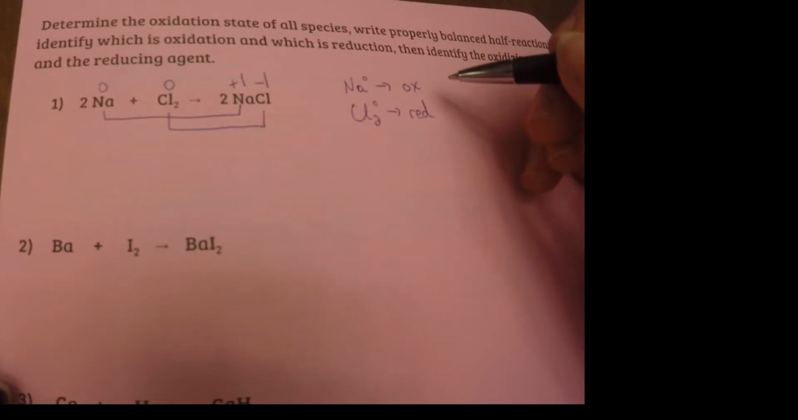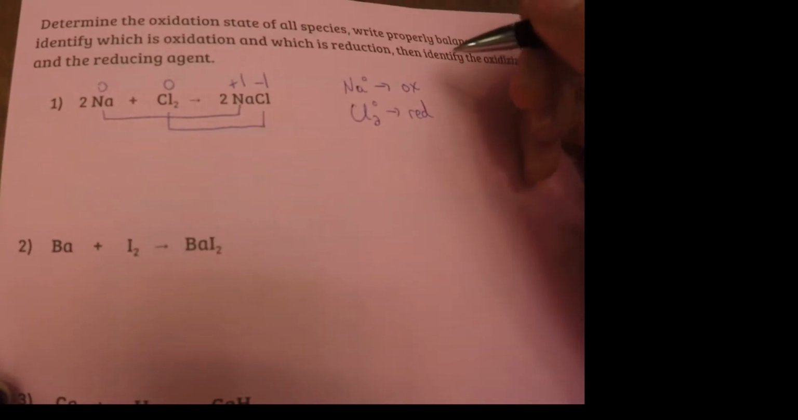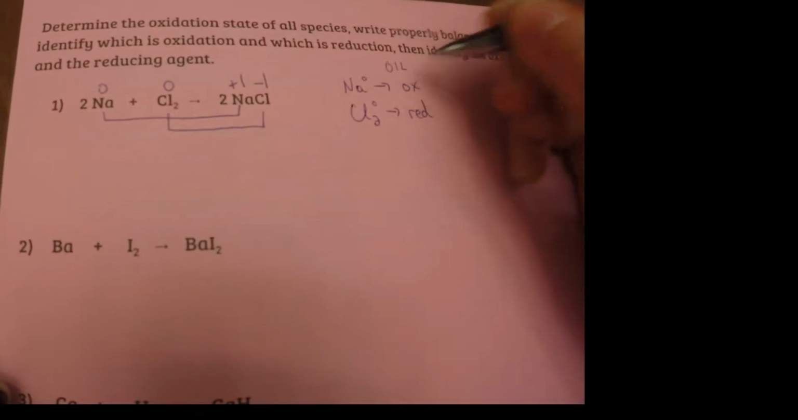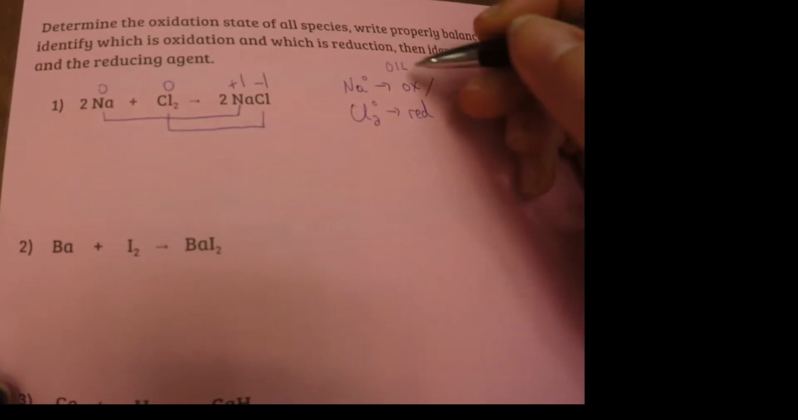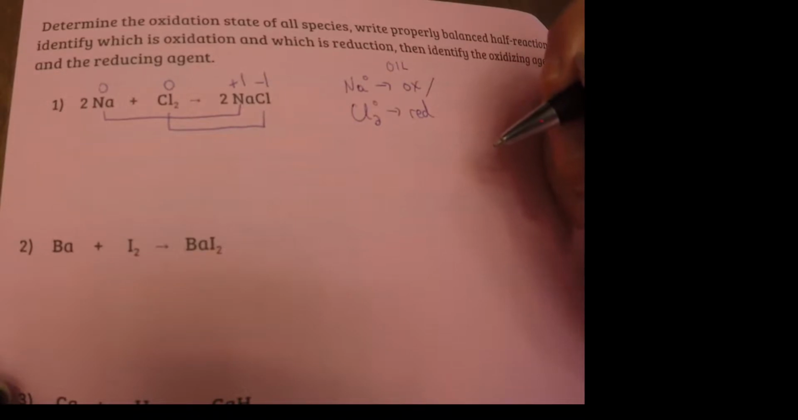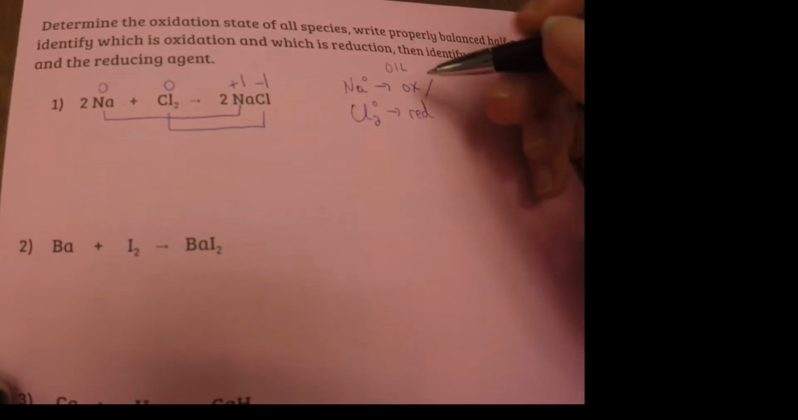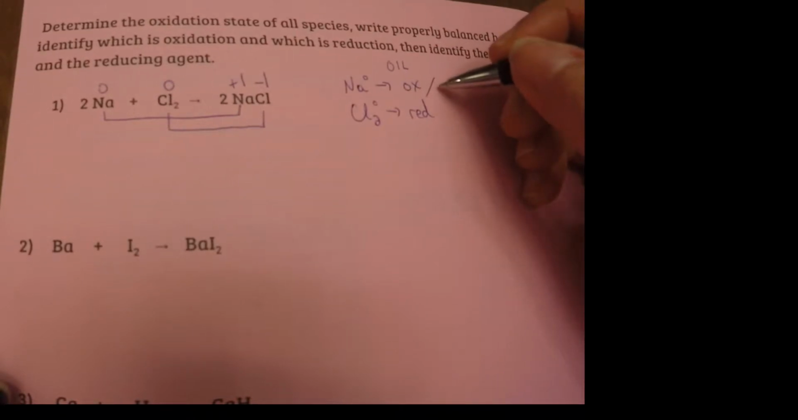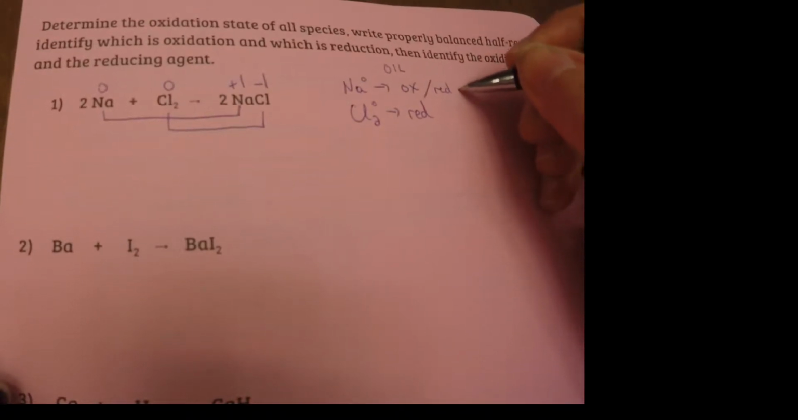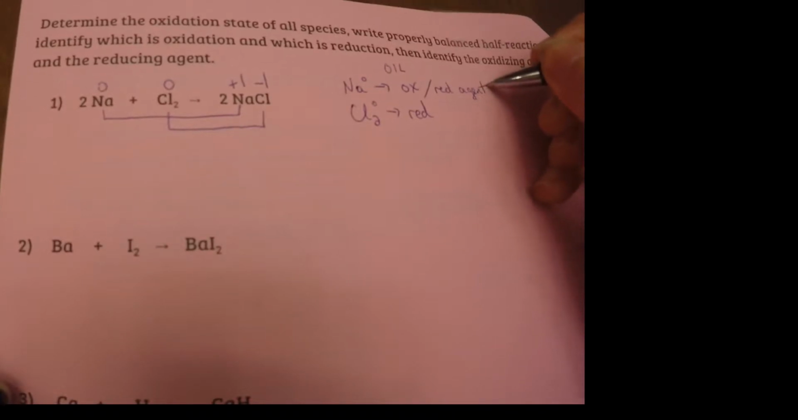We know that to be oxidized, you lose electrons. Oxidation is a loss of electrons. So if he's losing electrons, somebody has to take them. So whoever he gives the electrons to is going to be reduced. So if sodium is being oxidized, he causes reduction, and we call him the reducing agent.